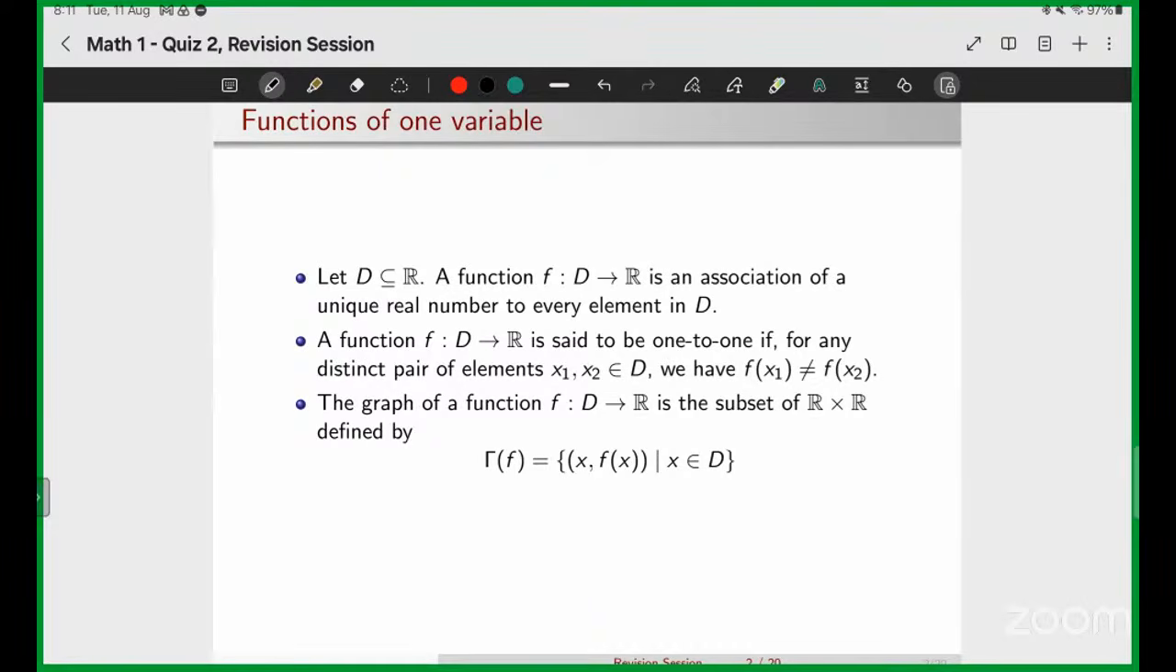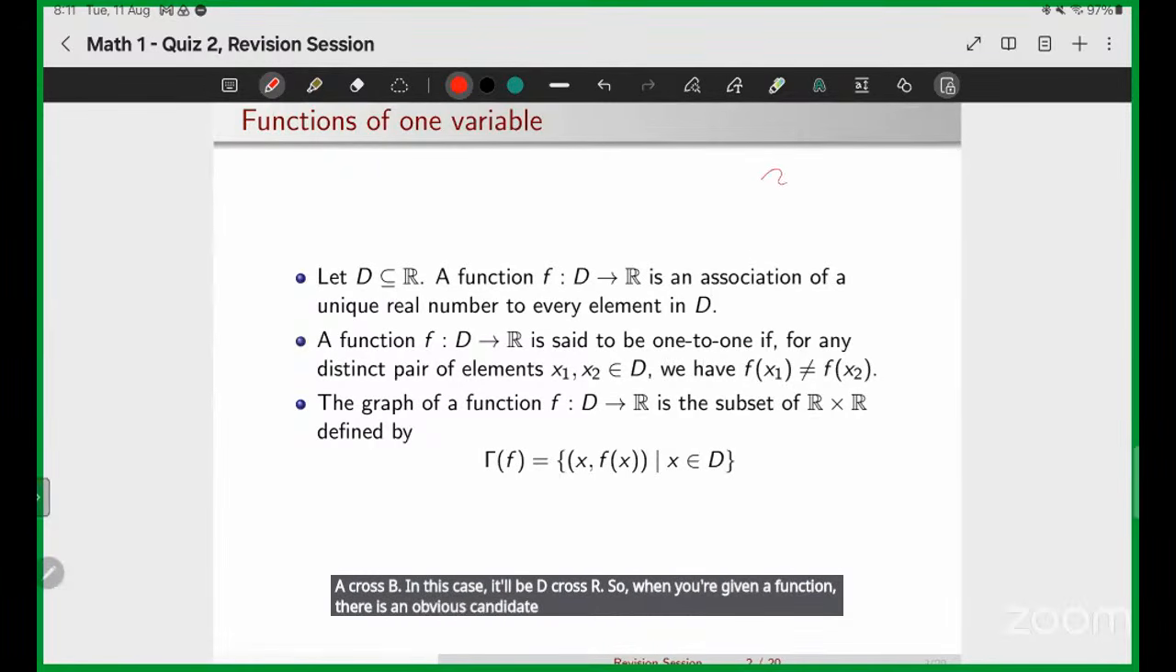If you want to look at it from the relation perspective, you know that every function is a relation with certain additional properties. But what is a relation? A relation is a subset of A cross B. In this case, it will be D cross R. So when you're given a function, there is an obvious candidate of what is called the graph of a function, which is you just plot the relation as a subset of R cross R.